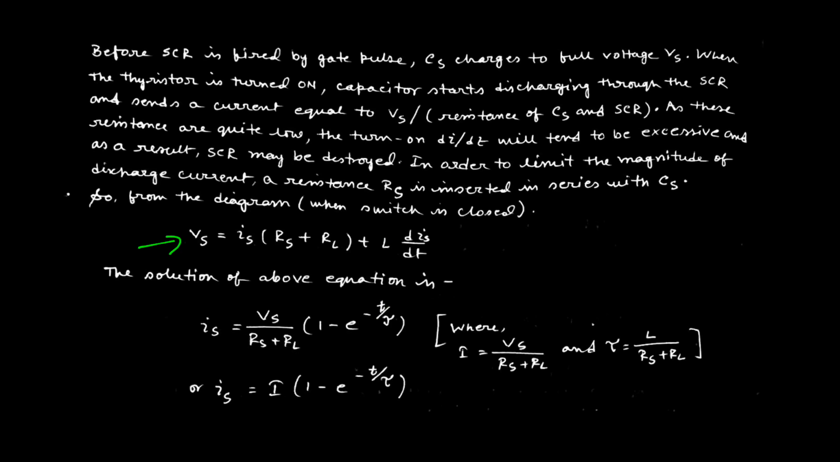So the solution of the above equation is Is equal to Vs by (Rs plus RL) into (1 minus e to the power minus t by tau), where I equal to Vs by (Rs plus RL) and tau equal to L by (Rs plus RL). By using this Laplace formula, we can easily find out Is. After simplification, we can write Is equal to I into (1 minus e to the power minus t by tau), and we assume these two things.